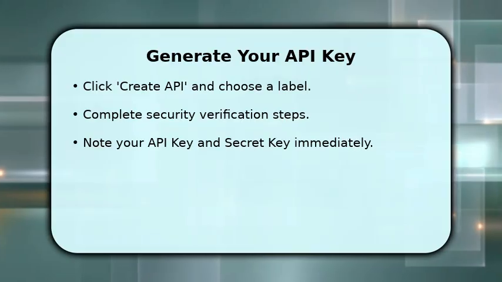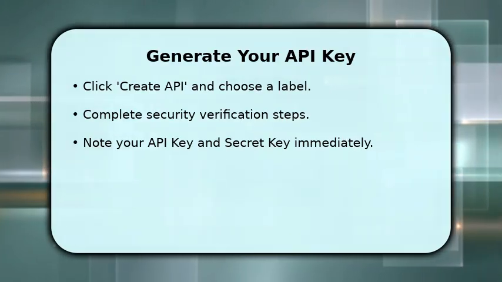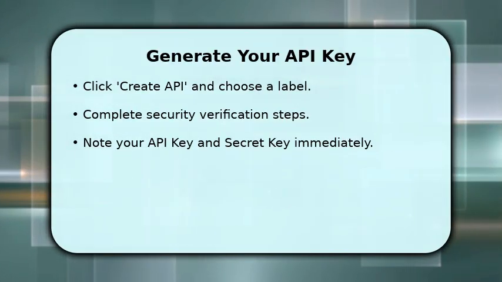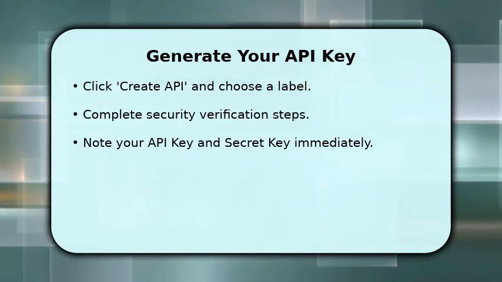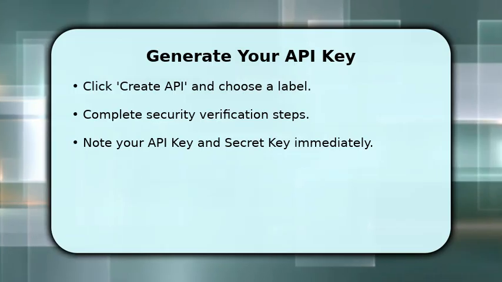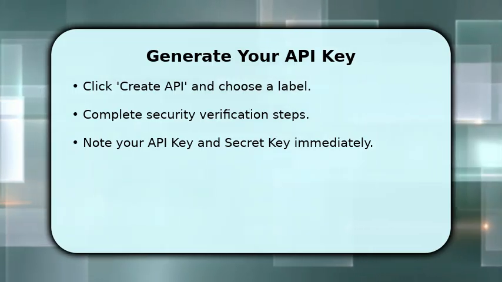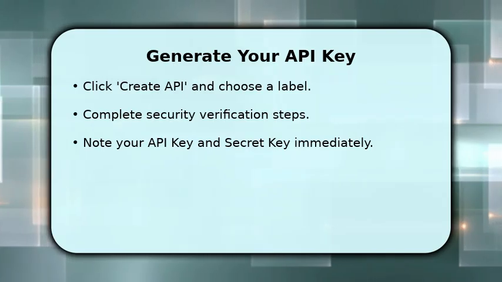Next, you will generate your API key. Click the Create API button and provide a descriptive label for your key, like Trading Bot or Portfolio Tracker. Binance will then prompt you to complete security verification, which might include two-factor authentication.